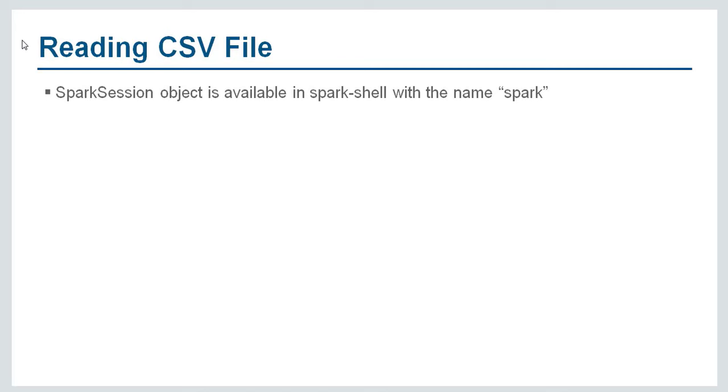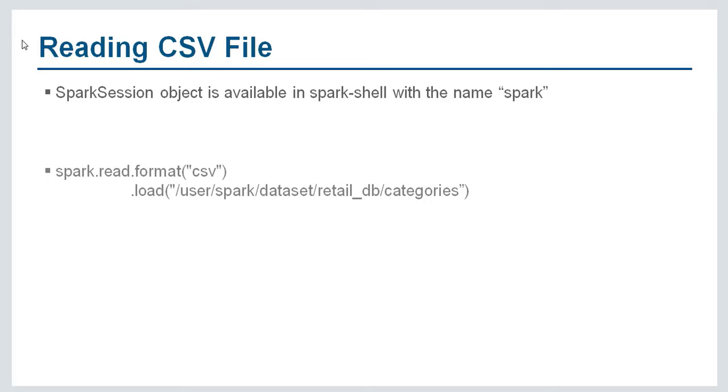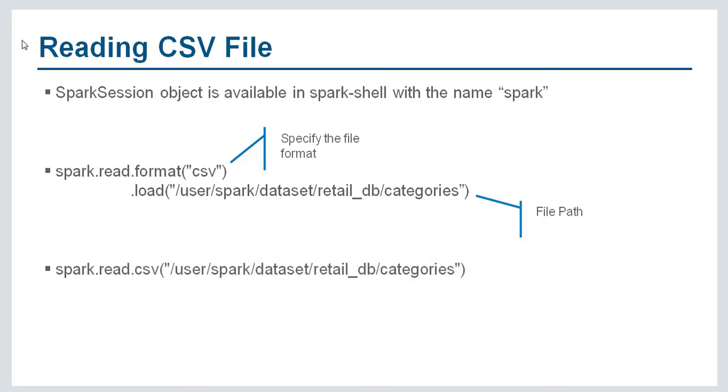Now, how to read a CSV file? We will be using the SparkSession object, which is available in the Spark shell with the name spark. After that, we will be saying spark.read.format.load, wherein format is used to specify the file format and .load is used to specify the file path. We can also read the data by saying spark.read.csv and then providing the file path.